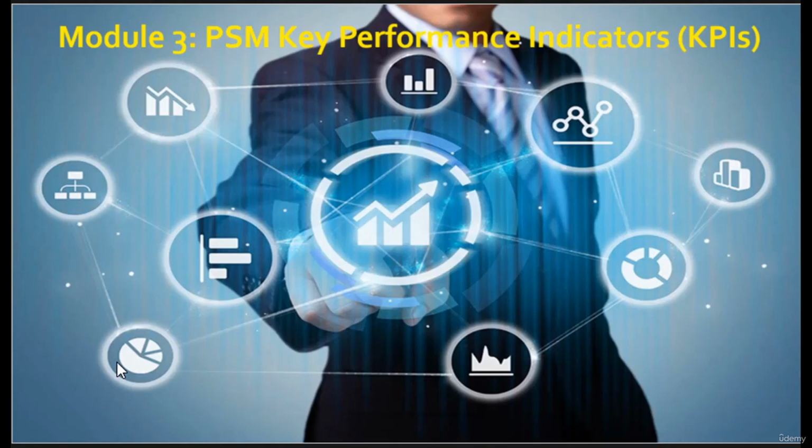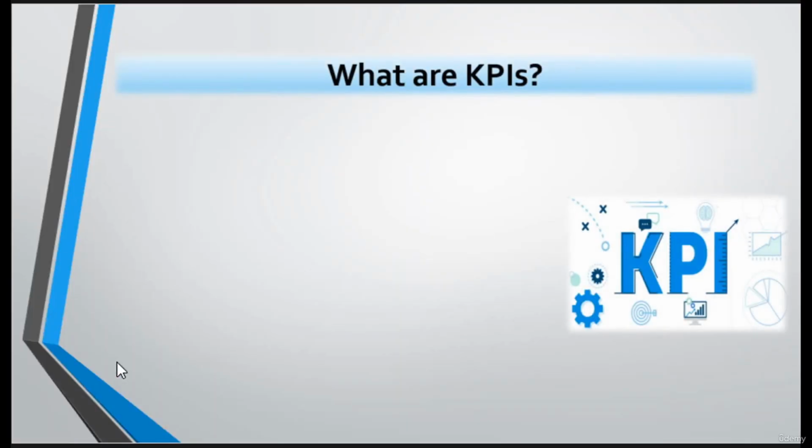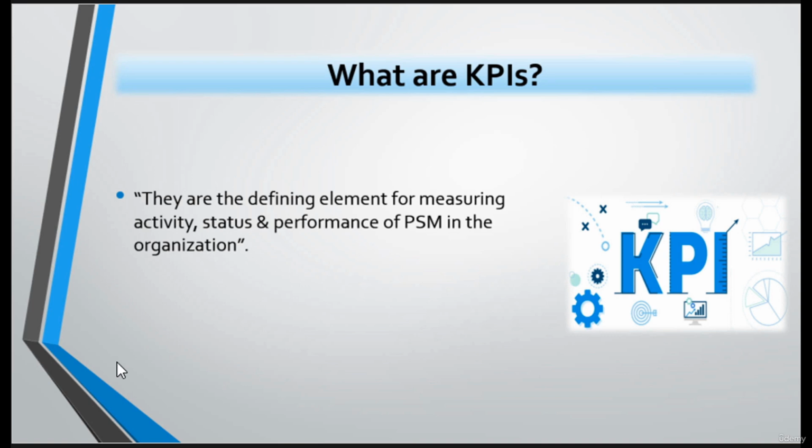So hello and welcome to module number 3 of the Process Safety Management course. This module will address the Process Safety Management Key Performance Indicators, or KPIs. Okay, so let's start. What are the KPIs? What are the Key Performance Indicators? If we define the Key Performance Indicators, they will be as follows. They are the defining element for measuring activity, status, and performance of the process safety management in your organization.